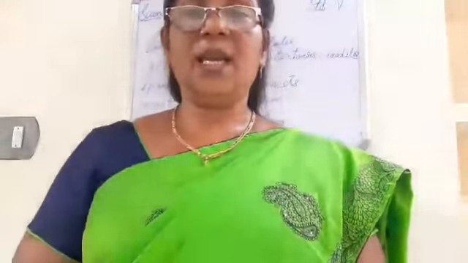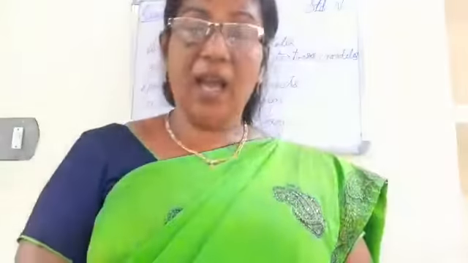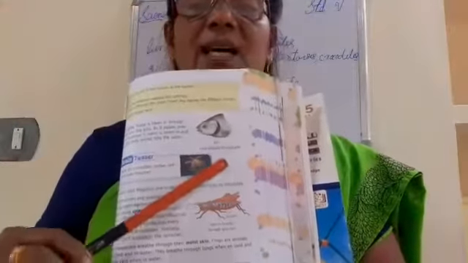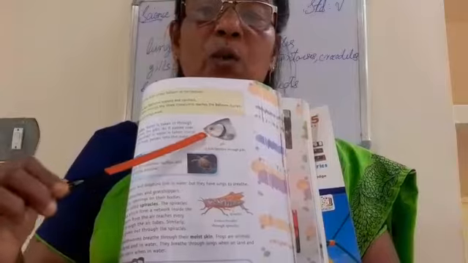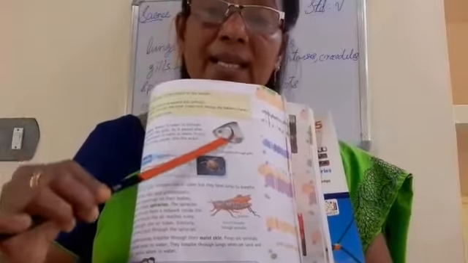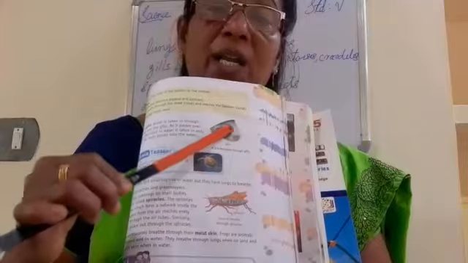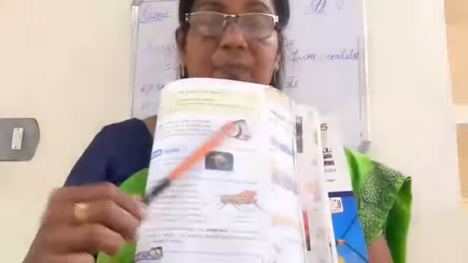Now let's see how aquatic animals breathe. Aquatic animals have a special organ known as gills. These gills are located just below the operculum of the fish. And when the fish takes in water through the mouth, oxygen-rich water enters into the gills and the carbon dioxide-rich air releases through the gills.